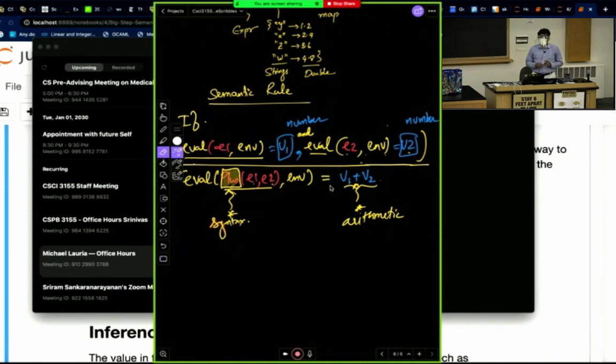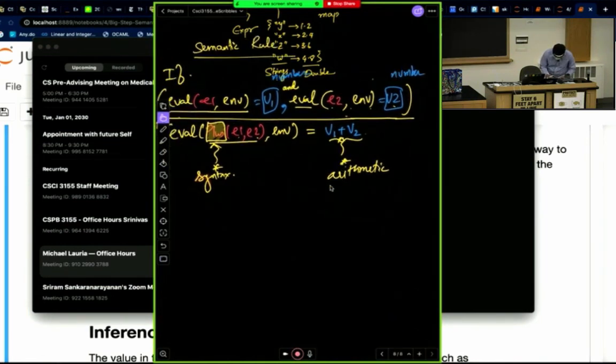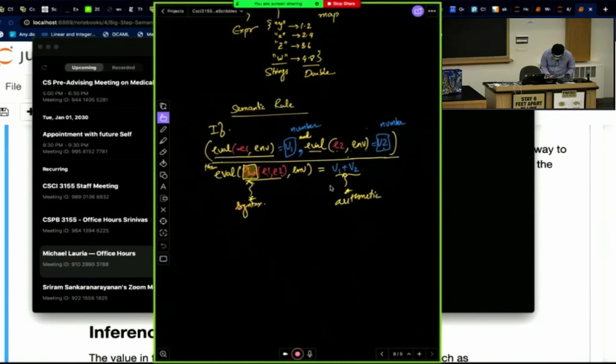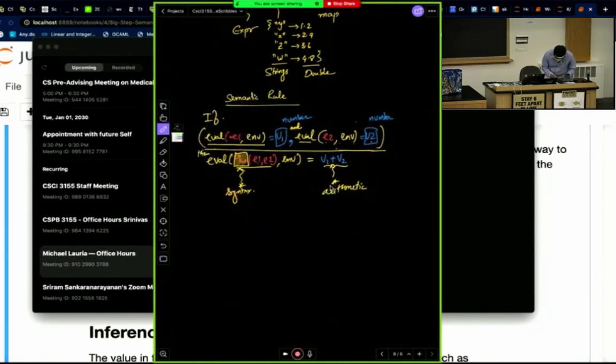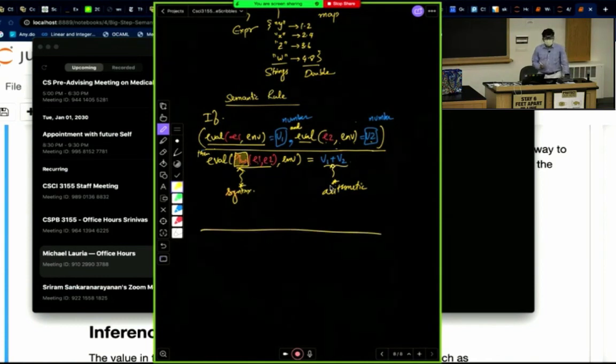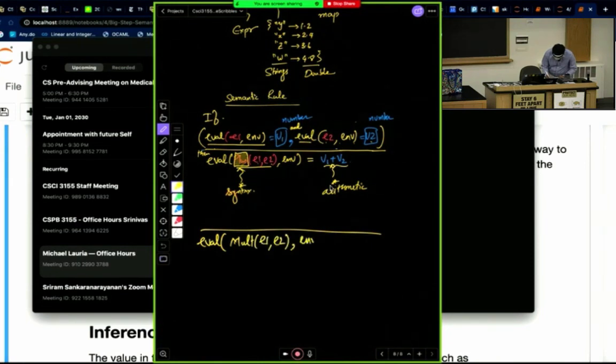So far okay? Let me give you another example of a rule. This is one example of a semantic rule. So what would be a semantic rule for multiplication? Let me give you one. So eval of multiplication of two expressions E1, E2 under an environment env, what should that be?